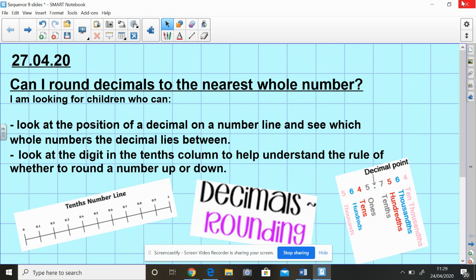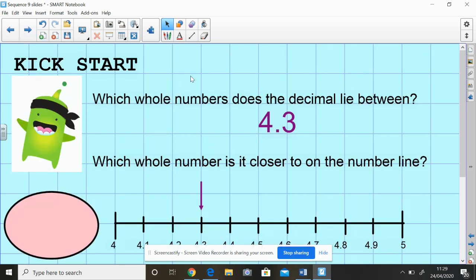This is our last week of decimals, and we are going to finish it off this week and then move on to a new topic in maths, which will be very exciting. Today, we're looking at rounding decimals to the nearest whole number. We have done rounding just numbers, but today we are going to look at rounding decimals. So listen carefully.